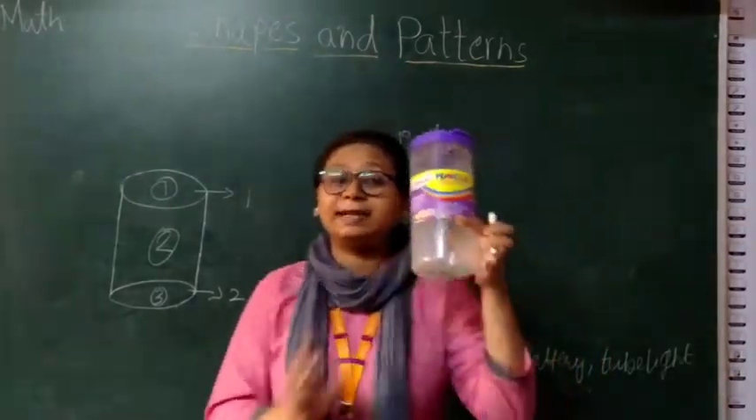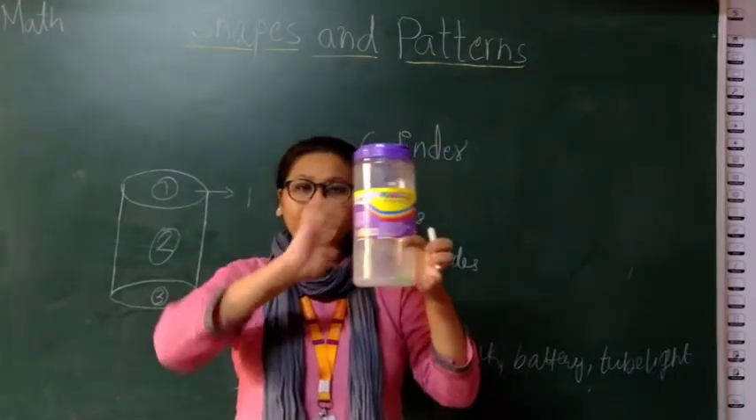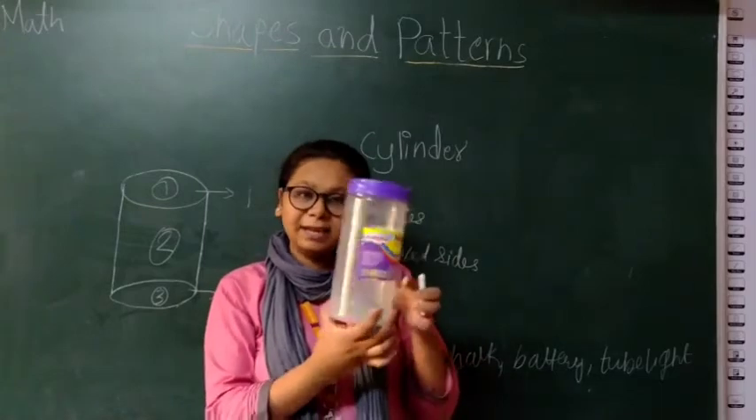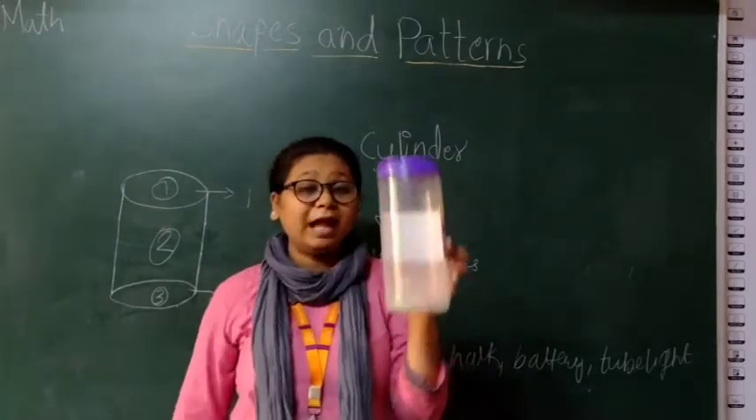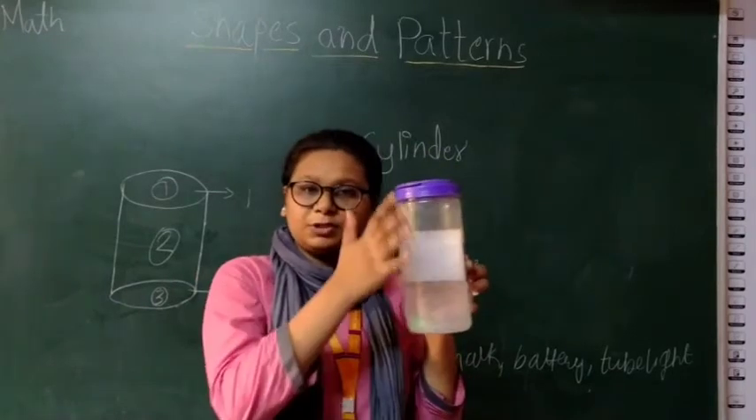See, this is a cylinder jar. Okay, it has 3 faces: 1, 2 and 3. It has 3 faces, out of which 2 faces are curved. Okay, these 2 are curved.